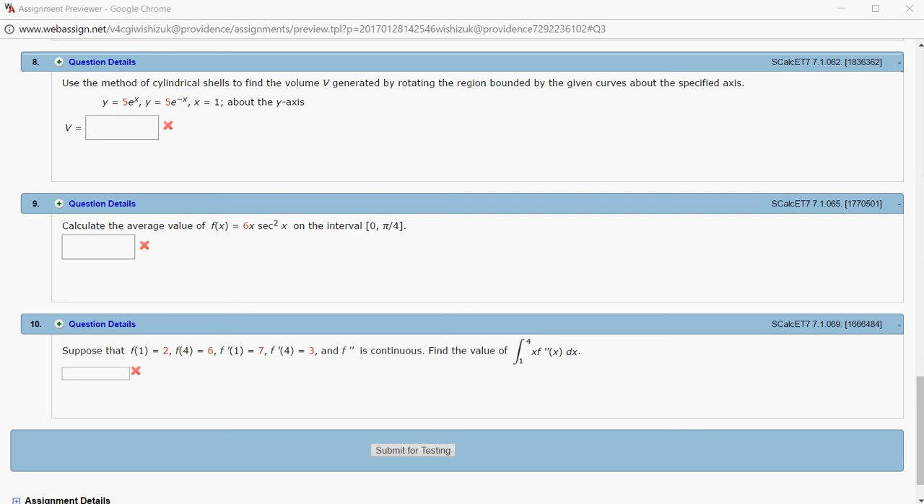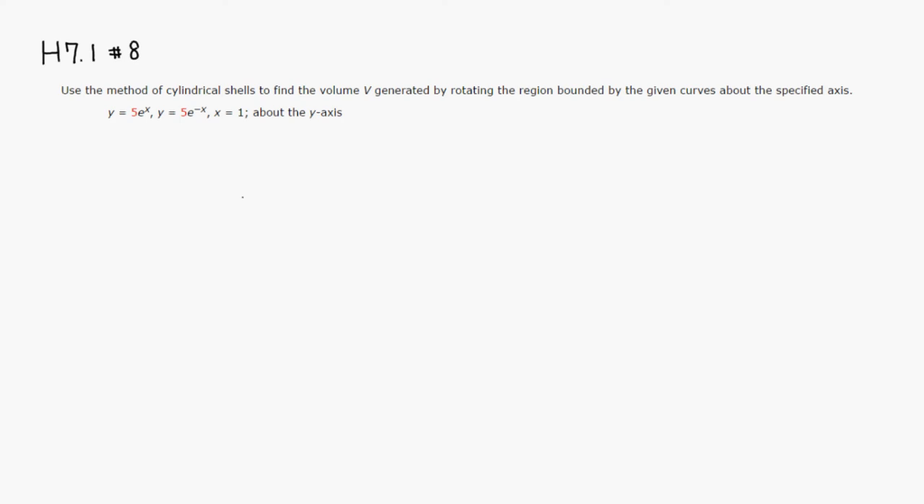Let's look at homework 7.1, problem number 8. We're going to use the shell method to find the volume. So let's do that. First we have to sketch the region.